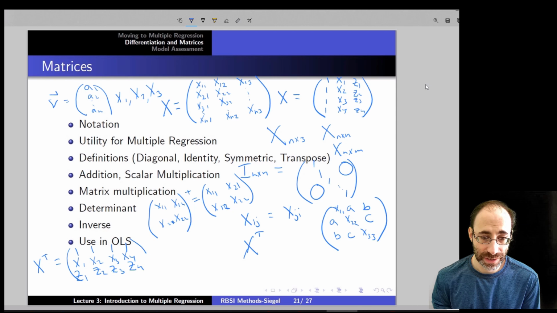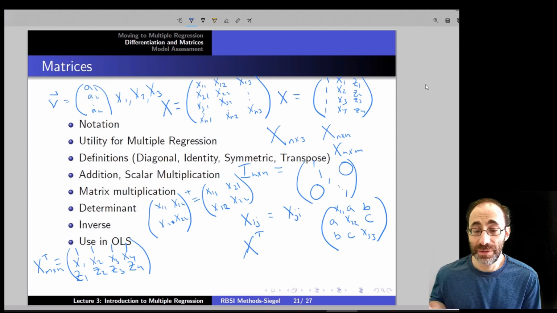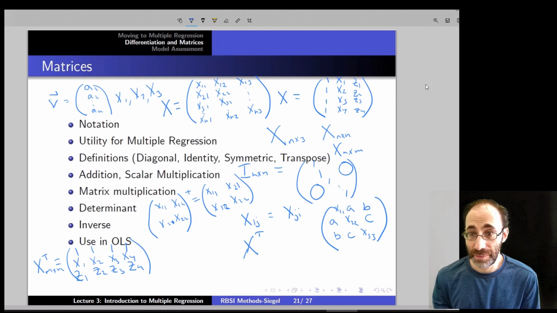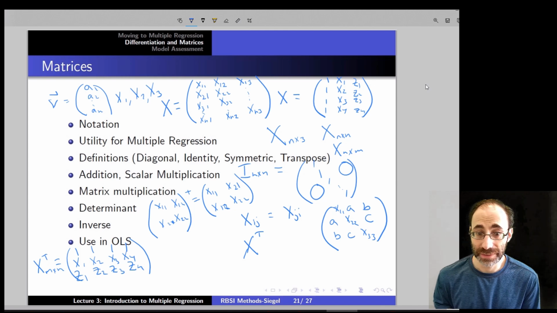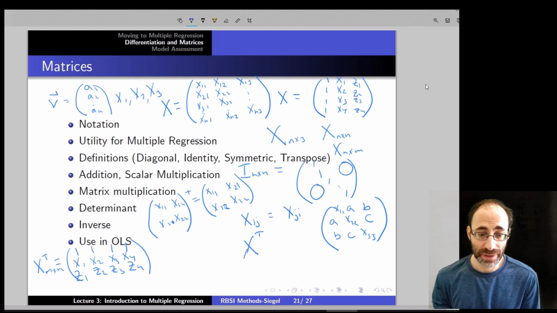So this matrix is going to be a matrix that is m rows and n columns. Because we're flipping rows and columns, we flip the size of the dimensionality of the rows and columns as well. So now we have a 3 by 4 matrix instead of a 4 by 3 matrix. And that's the transpose.